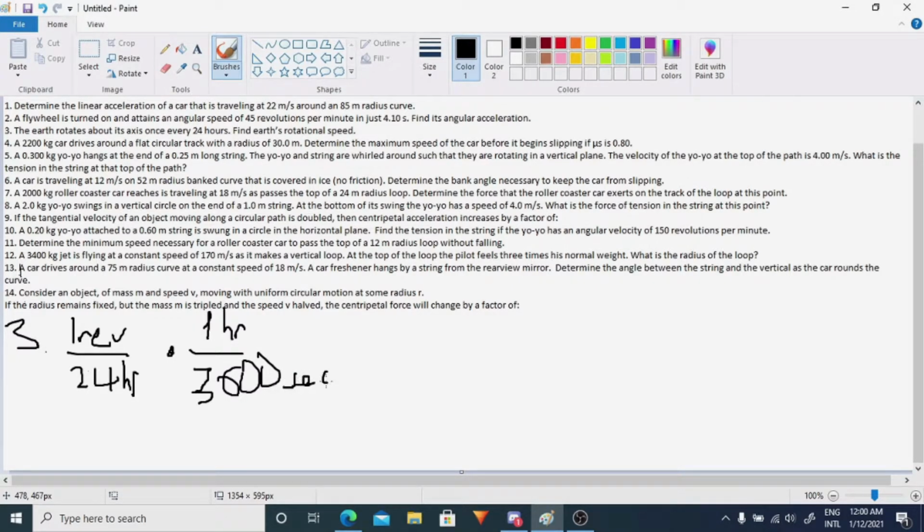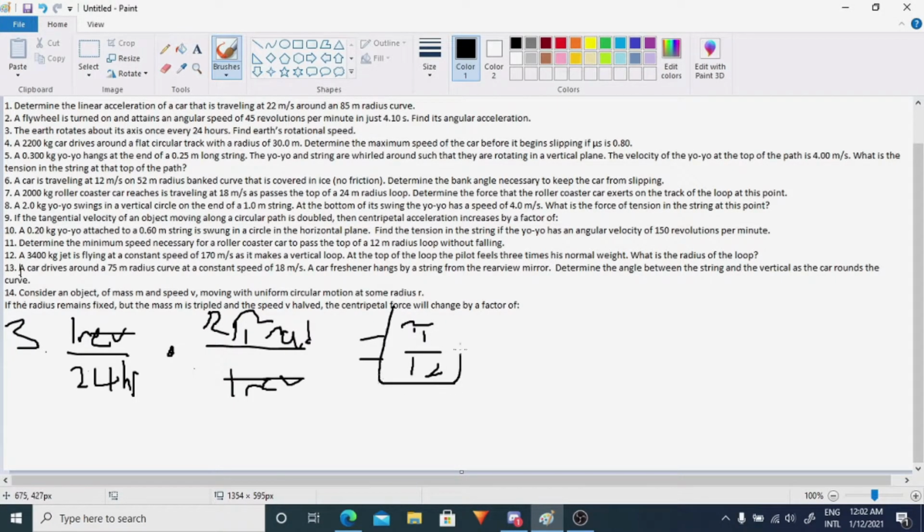These cancel and these cancel. When you solve for this, you get, actually, our final answer is in radians per hour on our multiple choice answer sheet, which means we can skip that step in converting the hours to seconds, and it's just times 2 pi radians per 1 revolution, which gives pi over 12 radians per hour, which is our answer.